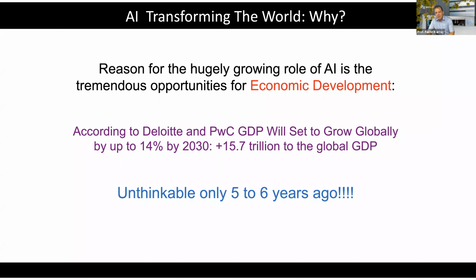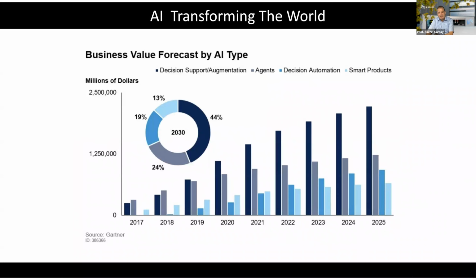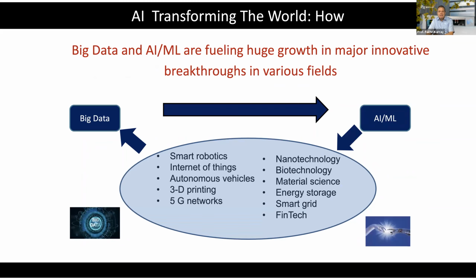The reason for the hugely growing role of AI is the tremendous opportunity for economic development. So this is the slide that I just mentioned. I'll go to the next slide, which says that big data and machine learning are fueling the huge growth in major innovative breakthroughs in various fields. We can see in this diagram smart robotics, Internet of Things, autonomous vehicles, 3D printing, 5G networks, biotechnology, material science, energy storage, smart grid, fintech.